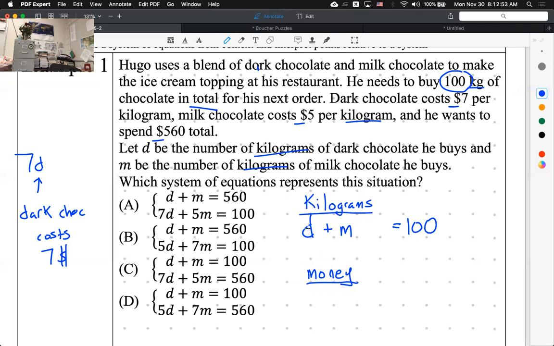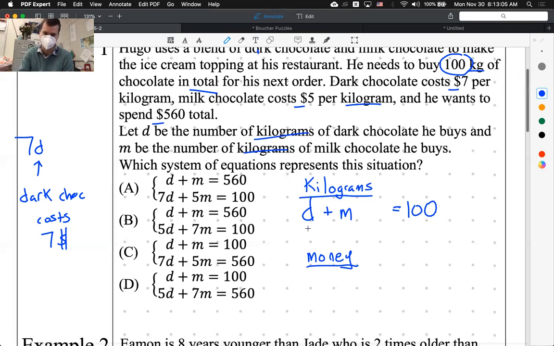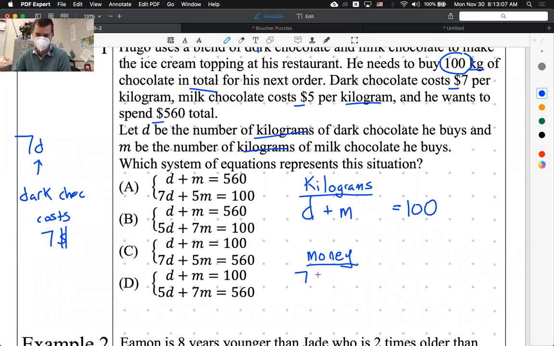So down here, we're going to use Ashley's 7D to say it costs $7 per each kilogram of dark chocolate. So we have the correct equation down here. I'm going to use Ashley's 7D as the first part of our equation for money. We have now converted from kilograms into money. This is a unit of money. And I can't just put M because that's in kilograms. I need to also convert that into money.